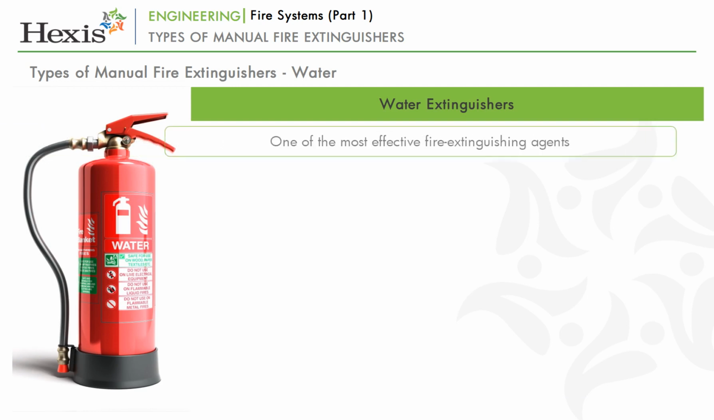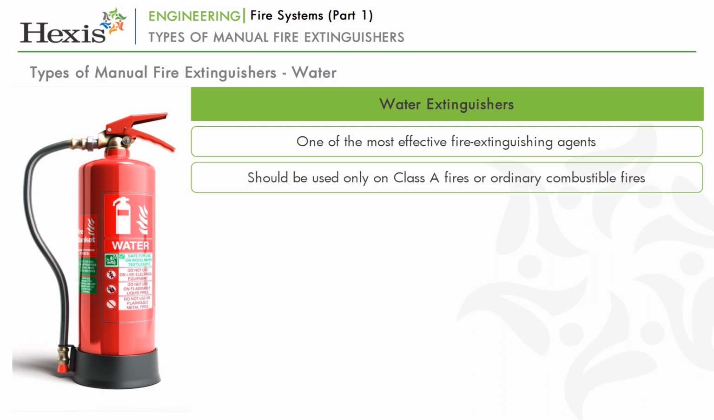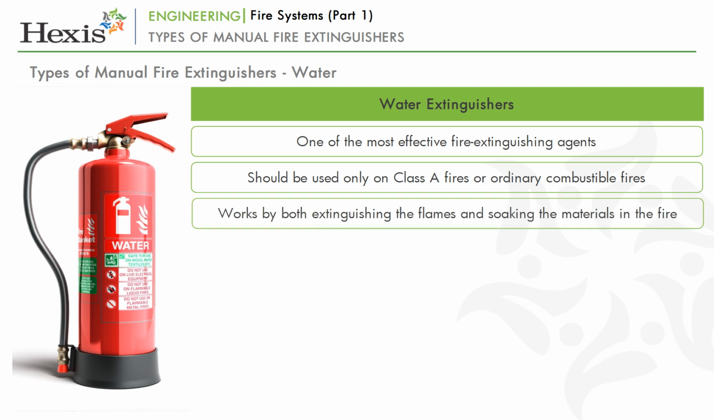Water remains one of the most effective fire extinguishing agents we have, from the humble fire bucket to today's more sophisticated water fire extinguishers. Water extinguishers should only be used where they work best on Class A fires, sometimes called ordinary combustible fires. Paper, wood, fabrics, furniture, indeed most things you'll have stored in your home or office will provide the fuel for a Class A fire. Water works in two ways, by both extinguishing the flames and soaking the materials in the fire, cooling them down and preventing them from burning any further.